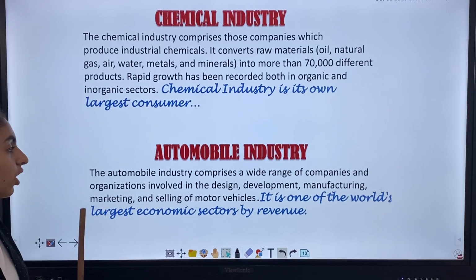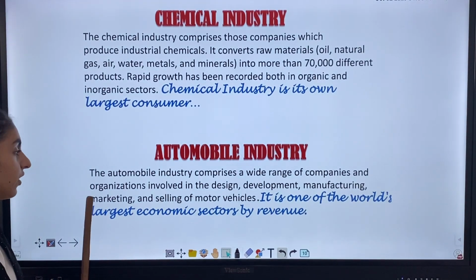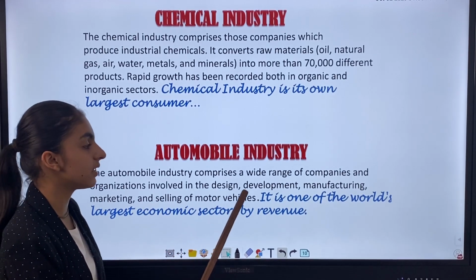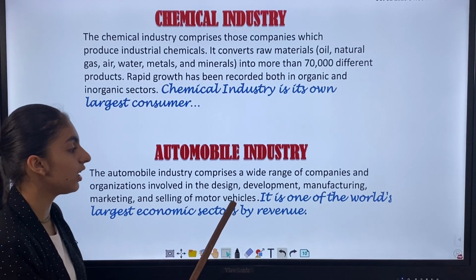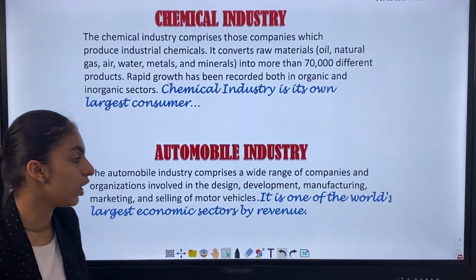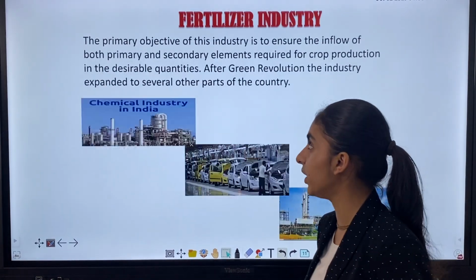Automobile industry. The automobile industry comprises a wide range of companies and organizations involved in the design, development, manufacturing, marketing and selling of motor vehicles. It is one of the world's largest economic sectors by revenue.